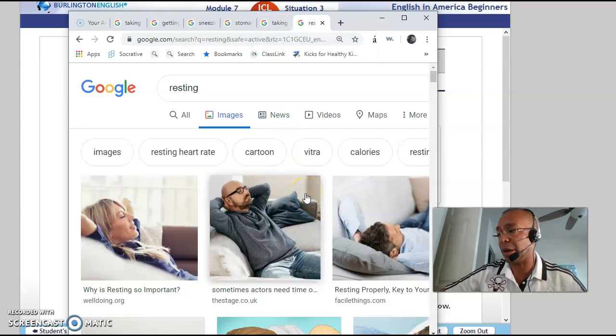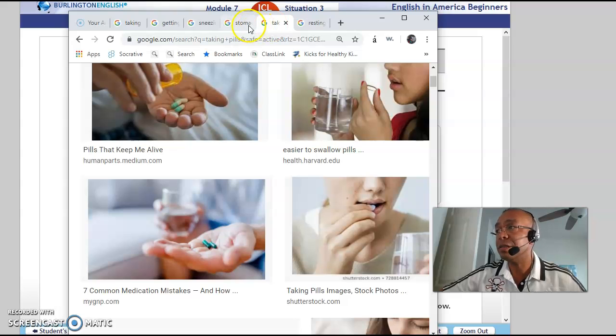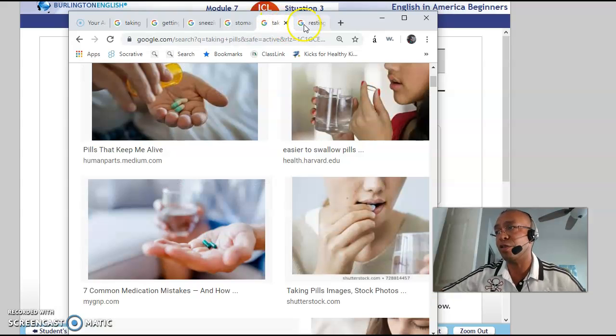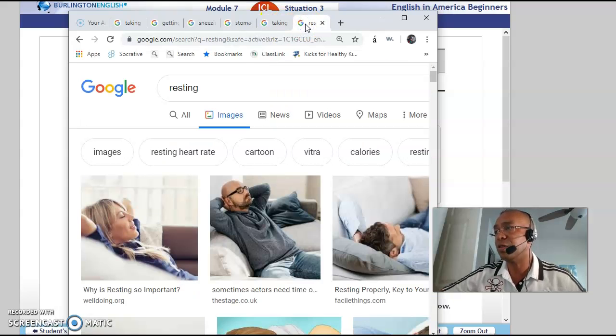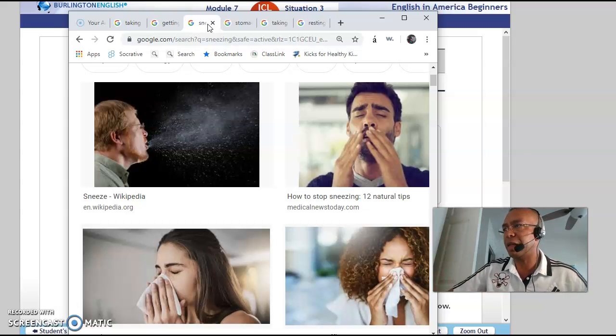Today we talk about resting, talk about taking pills, the stomachache, which is a medical problem. Taking pills will be a treatment. Resting will be also treatment for some sort of medical issue that you may have. We have sneezing. Sneezing is a symptom, is a medical issue that we have when we get a cold or other sort of problems, medical problems.